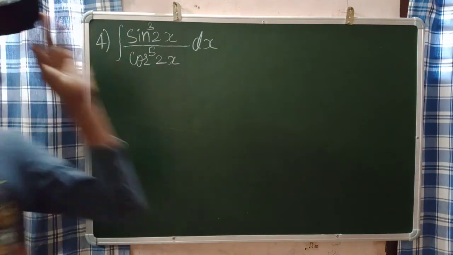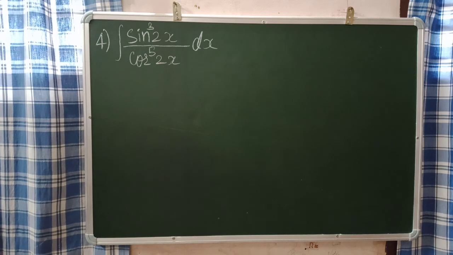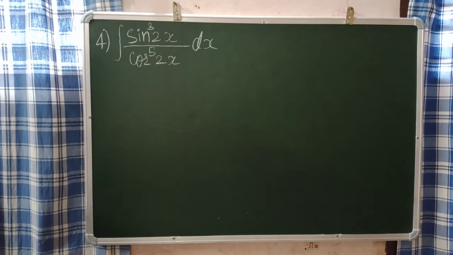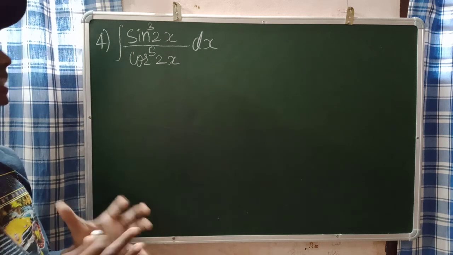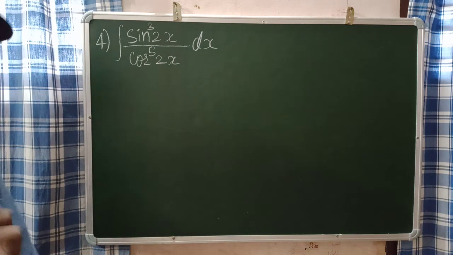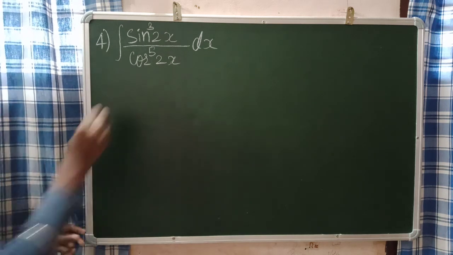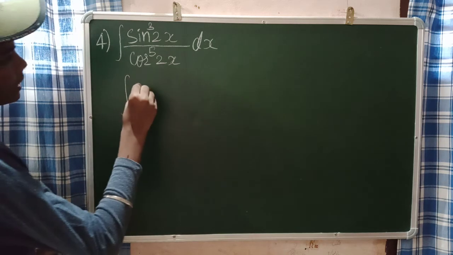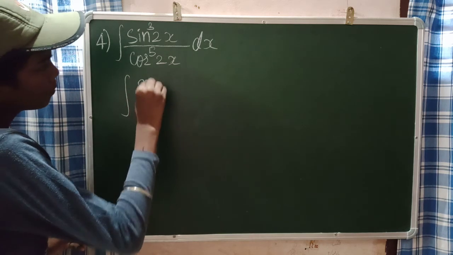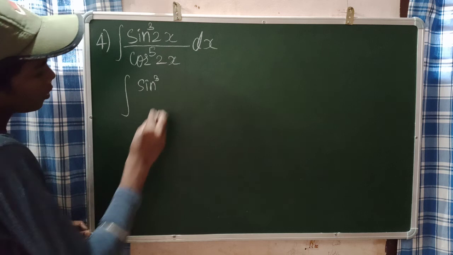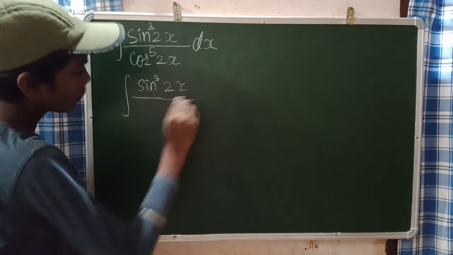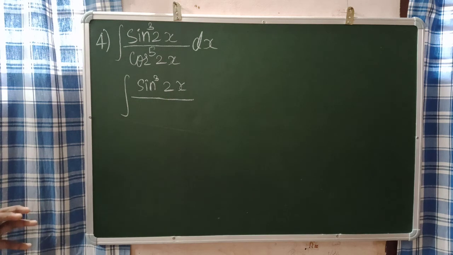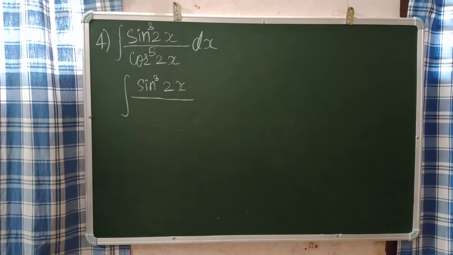Our next question is the integral of sin cube 2x divided by cos to the power 5 of 2x dx. This is the integral we are having. So guys, how am I going to solve this question? Listen carefully. We are having the integral of sin to the power of 3 of 2x divided by cos to the power of 5 of 2x.